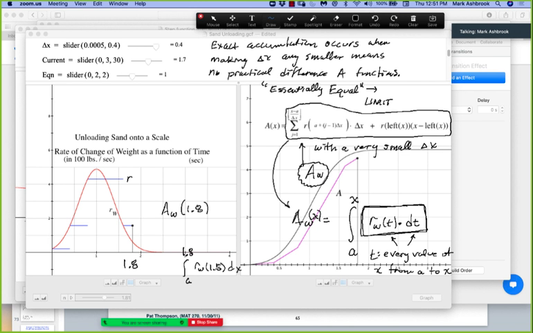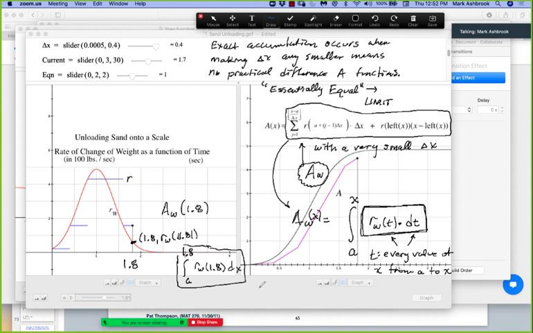Is it right? Will that give us the net accumulation according to this rate function? Here is the point 1.8, R sub W of 1.8, that point right there. So will this give us the net accumulation of our weight quantity according to this red rate graph? That's what we want, right? We want the net accumulation of weight according to this rate profile up to 1.8. Will this do it? No.